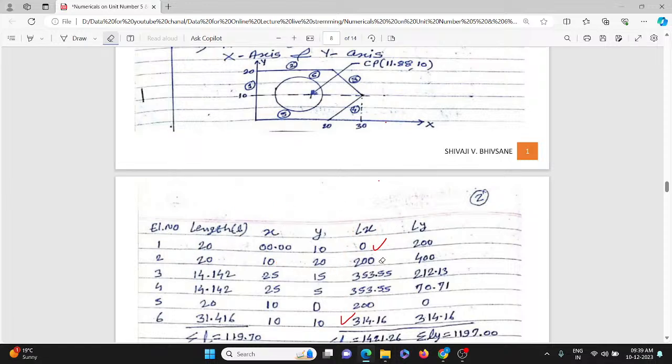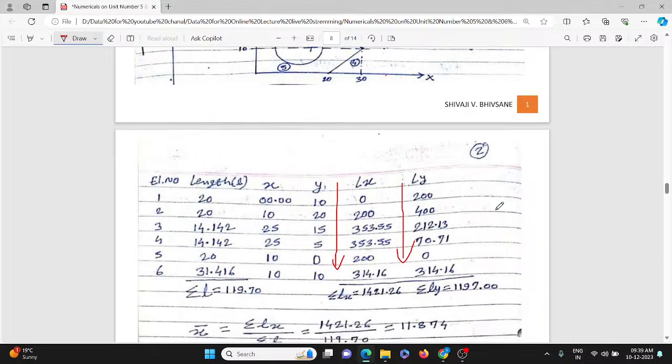In the same way we can calculate Ly. What is Ly? That is L into y, the length multiplied by the distance y. Again, a simple multiplication of L into y. We can calculate it for all elements, so we can calculate Ly, and we have also calculated Lx. Then do the summation.